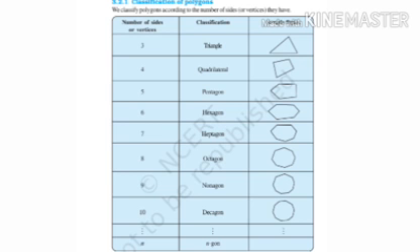Next is classification of polygons. Polygons are classified according to the number of sides they have. A 3-sided figure is called a triangle, 5-sided a pentagon, 8-sided an octagon, and so on.